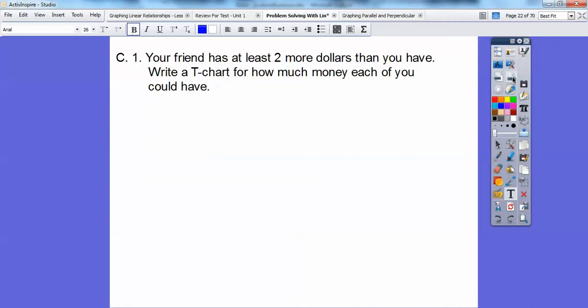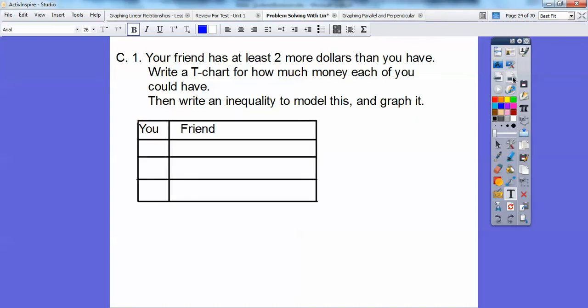All right, let's try this. So your friend has at least 2 more dollars than you have. So we're going to write a t-chart for how much money each of you could have, okay? Then write an inequality to model this, and then we'll graph this. Okay, so let's make a t-chart here. So here's you and your friend. And right here it says your friend has at least 2 more dollars than you have.